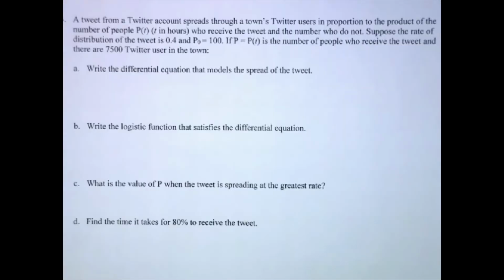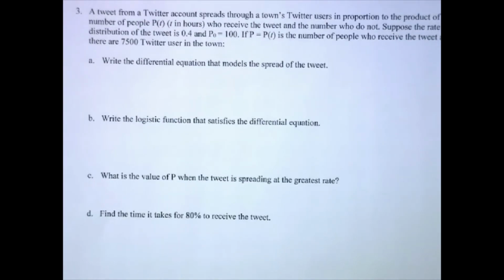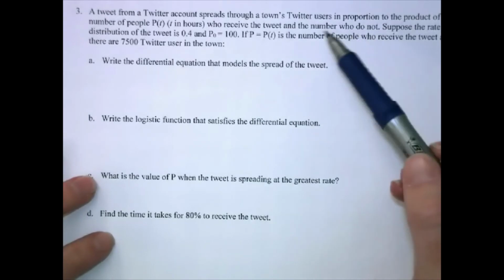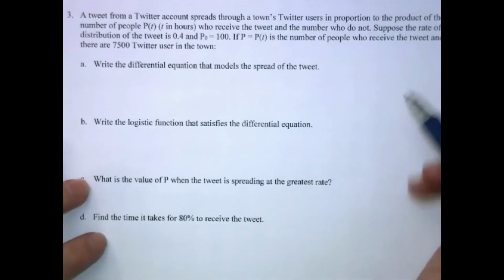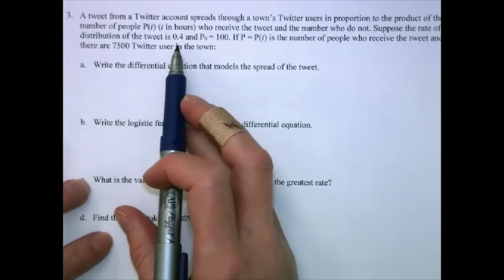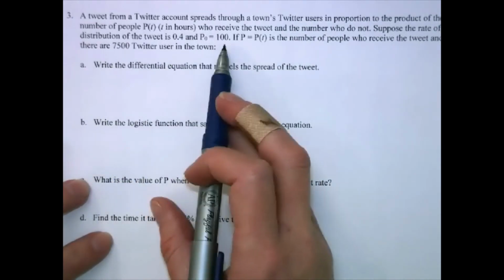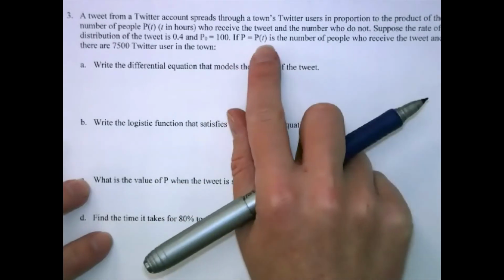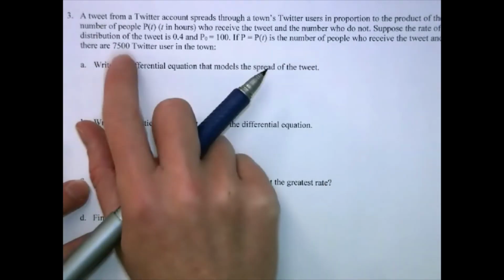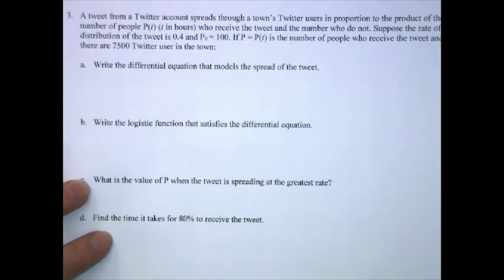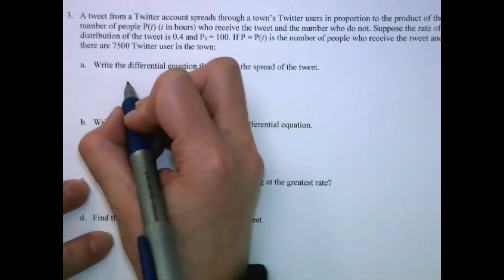All right, so let's do some examples. Here's where we usually do a rumor spreading through a crowd, but we're going to modernize this here. A tweet from a Twitter account spreads through a town's Twitter users in proportion to the product of the number of people, P of t, who have heard it and who have not. And whenever you see that product, that's telling you it's logistic. Suppose the rate of the distribution of the tweet is 0.4, and the original amount who know it is 100. If P equals P of t is the number of people who receive the tweet, and there are 7,500 Twitter users in town, we're going to write the differential equation.